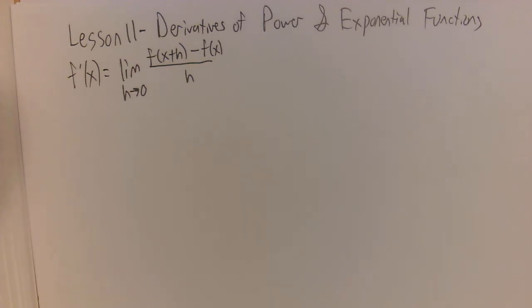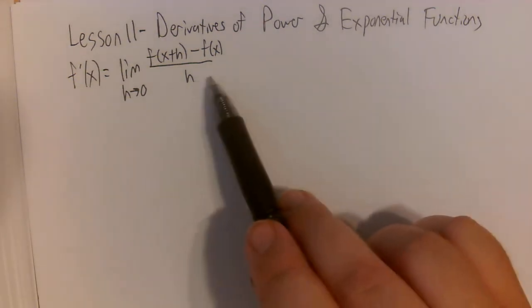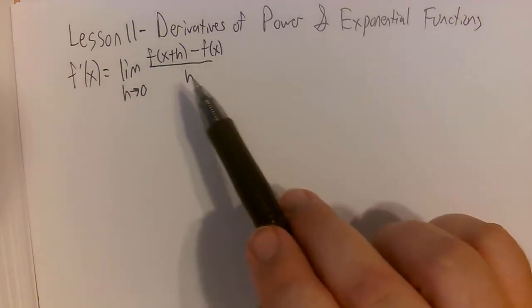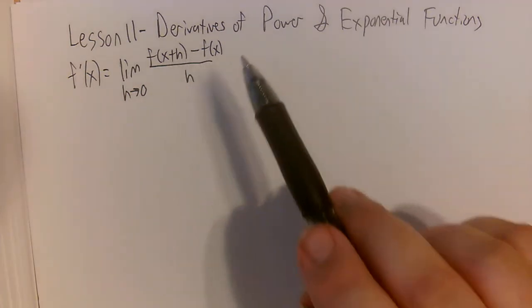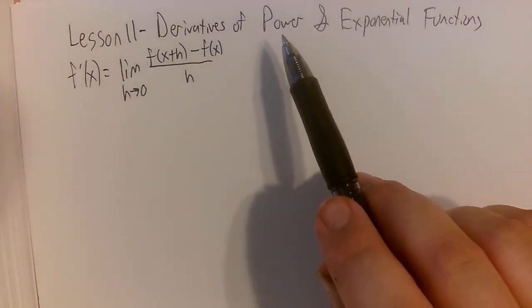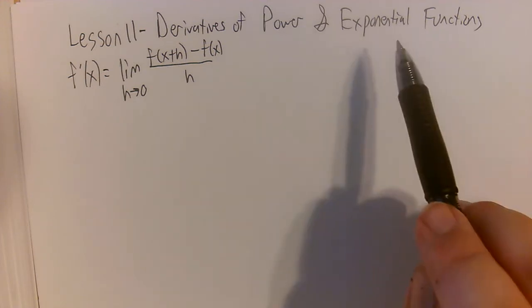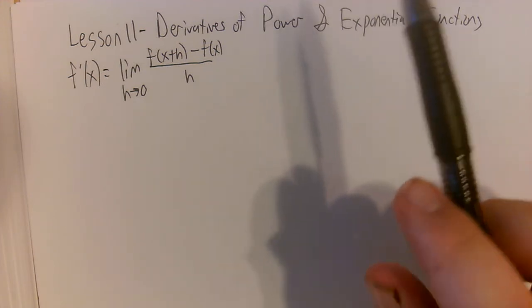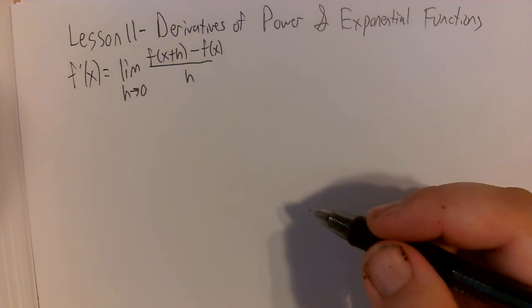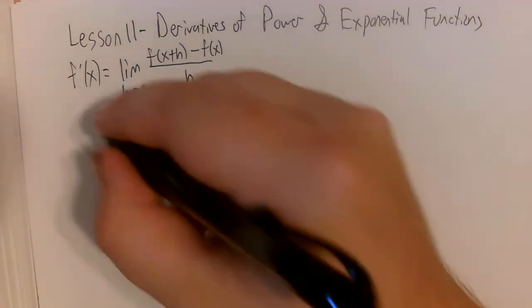So what we're going to begin doing now is we're going to begin learning alternative ways of computing the derivative without having to rely directly on this limit definition right here. And we're going to begin that today by talking about how to find the derivative of power and exponential functions. All right, so let's get right into it here.